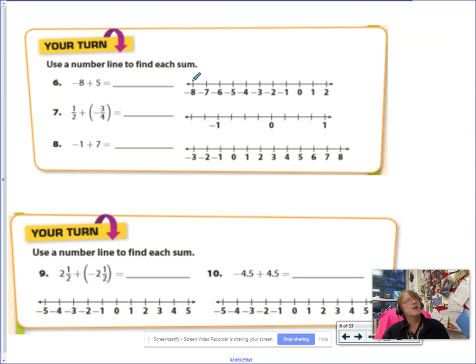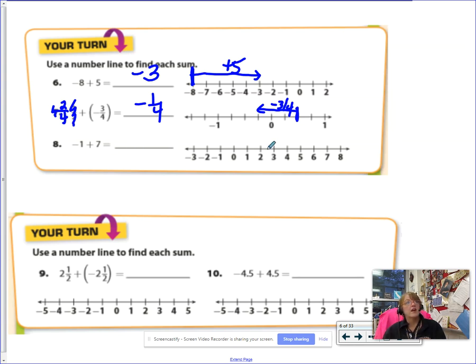They ask you to model it on the number line. If I start at negative 8 and then I move forward 5, you end up with this. Oh, we better make sure you have a common denominator. So let's turn this into 2/4 and negative 3/4. I start here, but I have to go backwards 3/4. You get this.